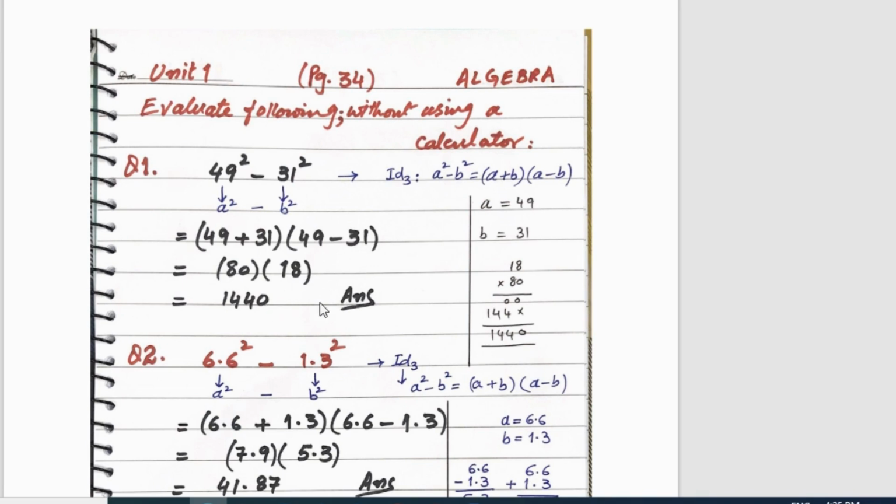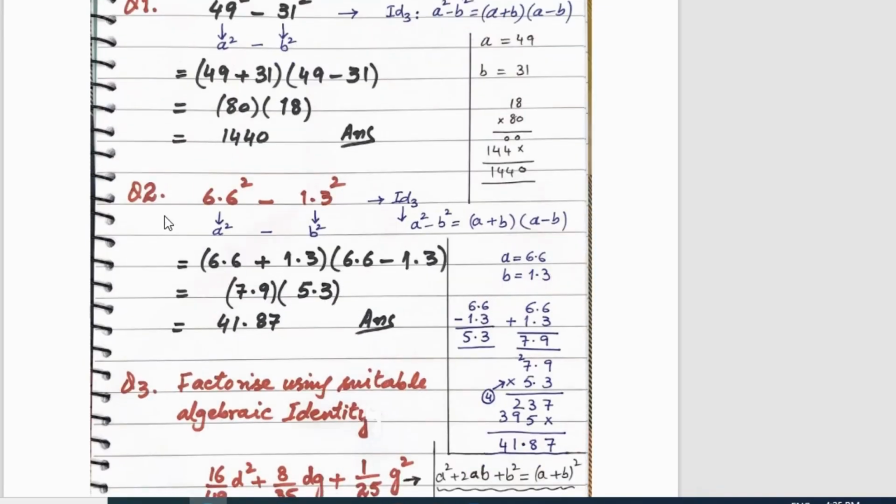And this is a very easy multiplication because we have 0 in the first term and this is a friendly number. Whenever you have friendly numbers involved in the terms, it is very easy to multiply. That is why we have used the identity here. Now when you multiply 80 and 18, which I have shown in the rough column, you will get 1440, and this is the answer of this question.